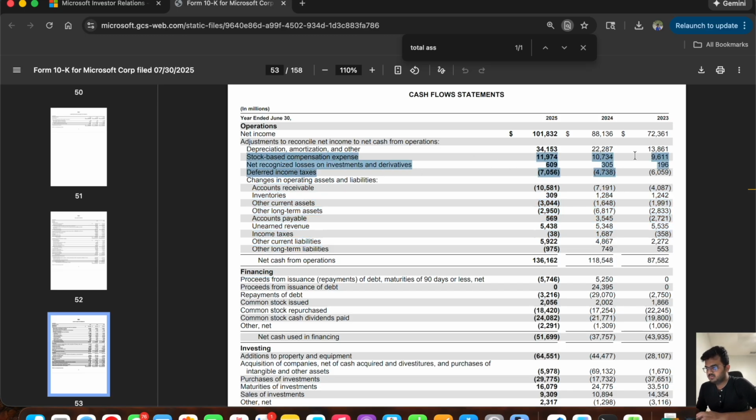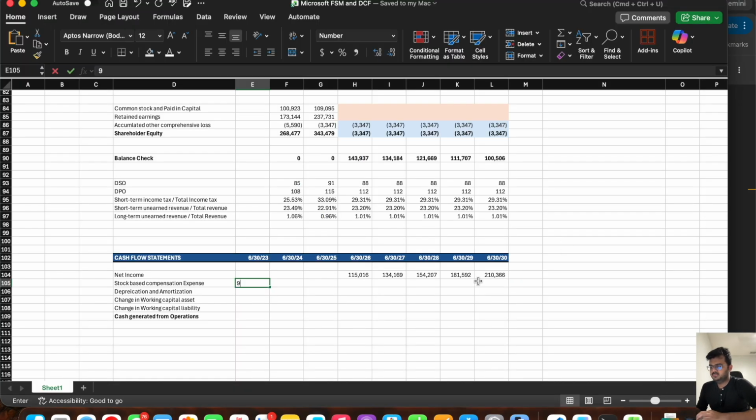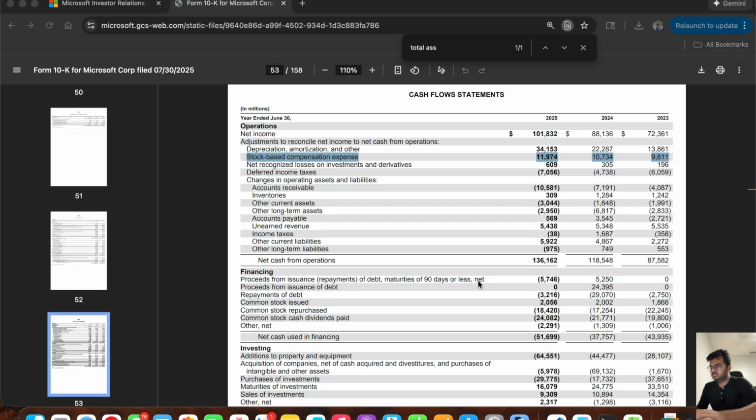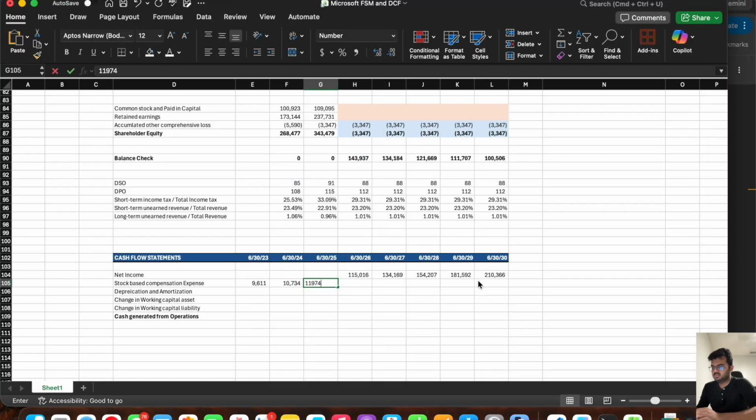If you look at the numbers here, it is 9611 in 2023, then 734, then 11974. So these are the numbers for the last 3 years. To forecast this, the assumption I would take is, as a company grows, the stock based compensation will also be there.